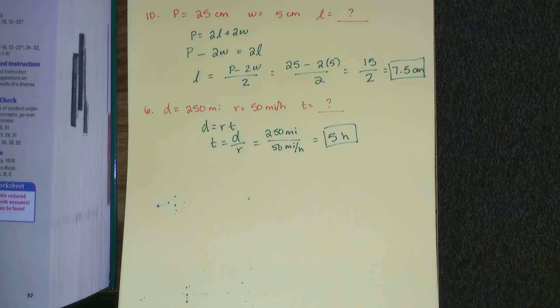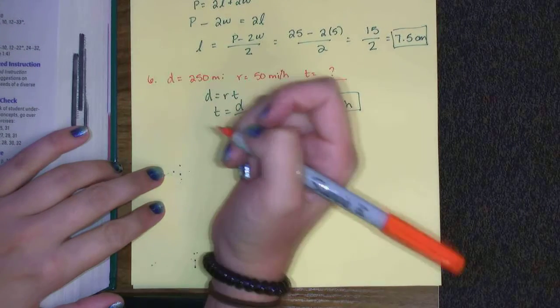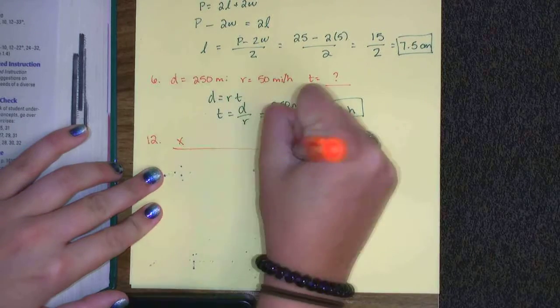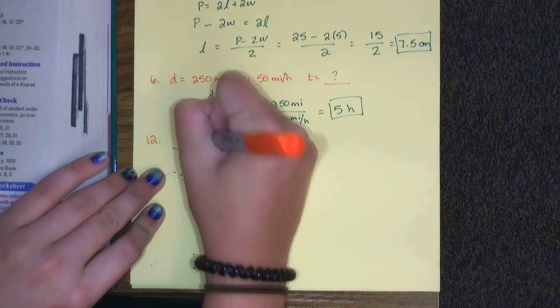Alright, so the next type, it's going to sound a little bit confusing, but I promise it's probably the easiest type that you do of these problems, but we'll see. 12, so you have a table that has X and Y values in it.